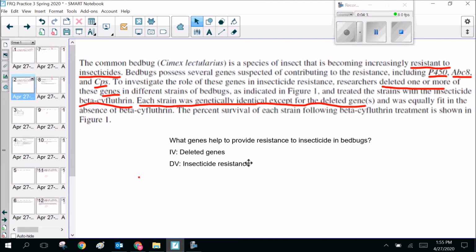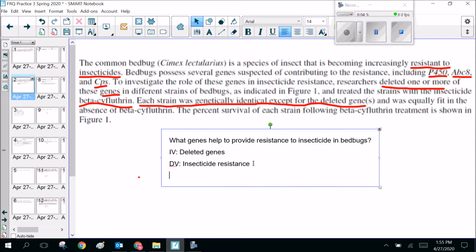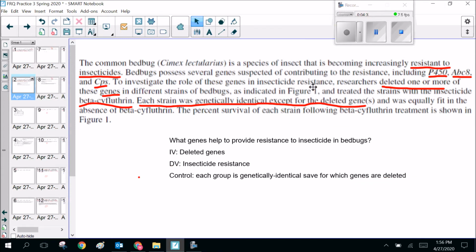And then even if you wanted to put in a control, you could add that each group is genetically identical, save for which genes are deleted. That's obviously a control, because if they weren't genetically identical, then some of the differences in their genes, besides what we change, what we delete, might be causing the trends that we're seeing. So we're trying to get rid of any extraneous variables or bias in the data here.